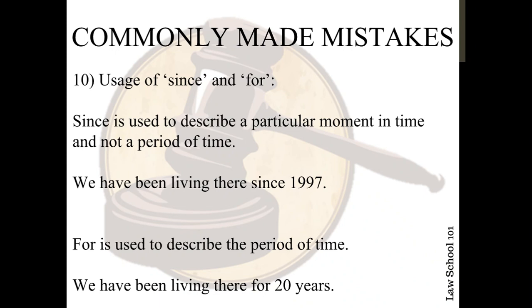And then an important one, the usage of "since" and "for." So "since" is used to describe a particular moment in time and not a period of time. As an example, we have been living there since 1997. And "for" is used to describe the period of time. We have been living there for 20 years would be an example of using "for" as a period of time.